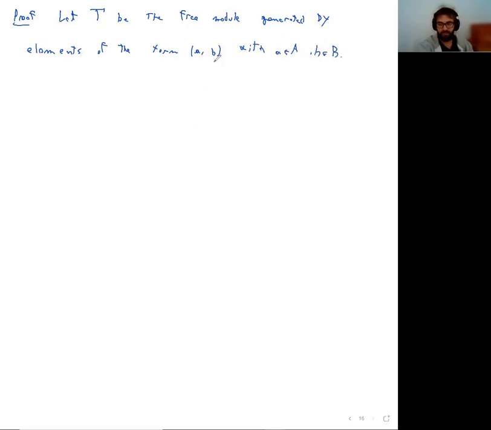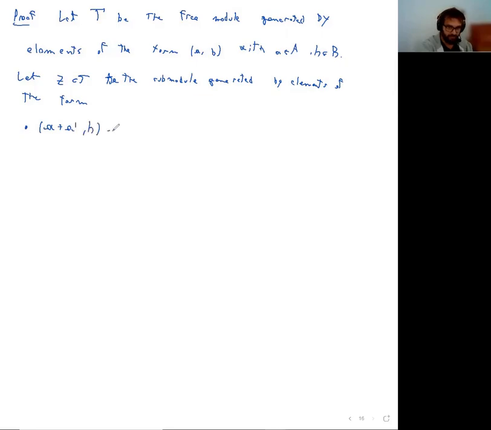So you think of these pairs as a basis. You're kind of forgetting that there are relationships in A and relationships in B. This T is not the sum of A plus B, it's just generated by all possible pairs. And then we take Z to be the submodule generated by elements of the form, and here there is a list, basically a list that guarantees bilinearity.